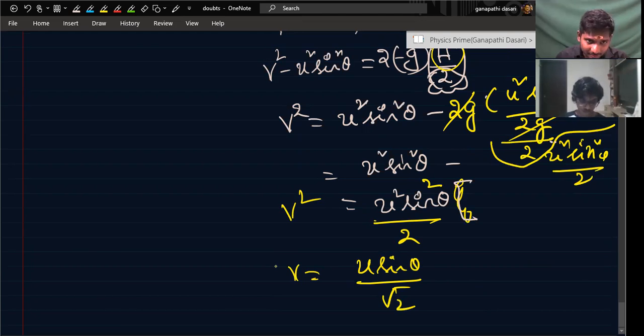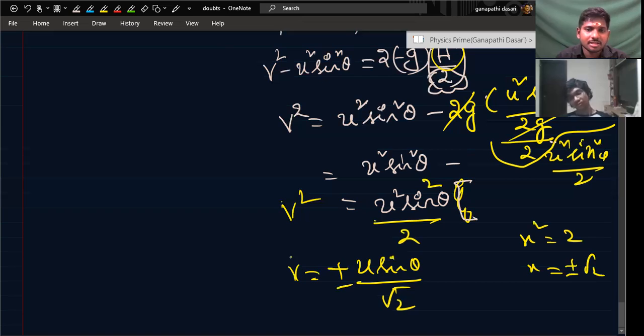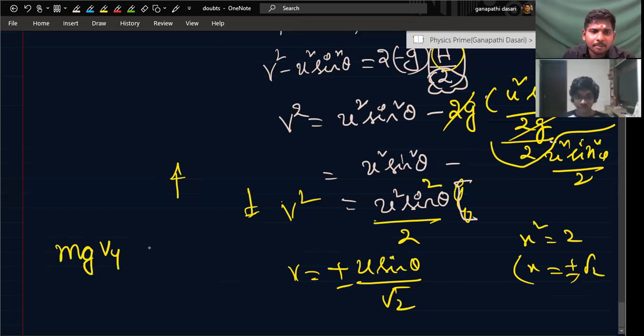Your answer will be with plus or minus. Suppose x square is equal to 2, it means x is equal to plus or minus root 2, right? Similarly, two roots will be there: while going upwards, one value, while going downwards, one value. If it is plus, it will become minus; if it is minus, it will become plus. There are two values for our answer.